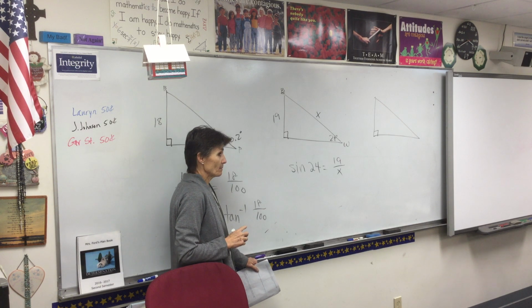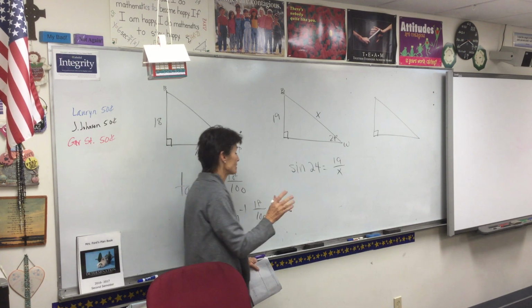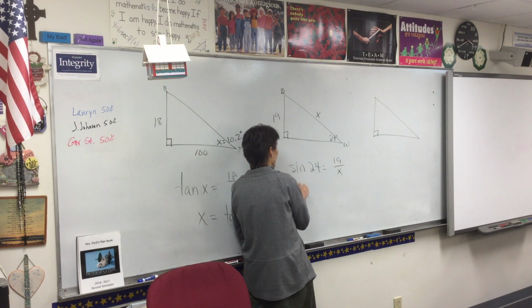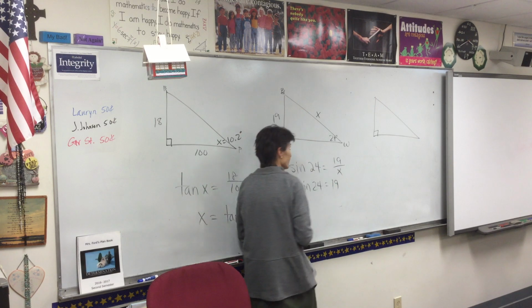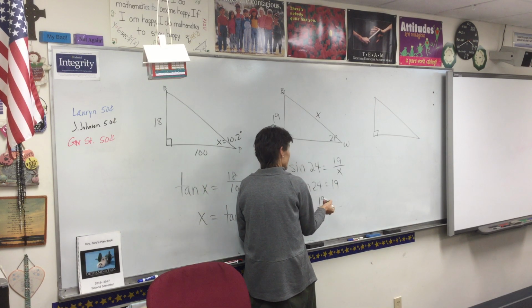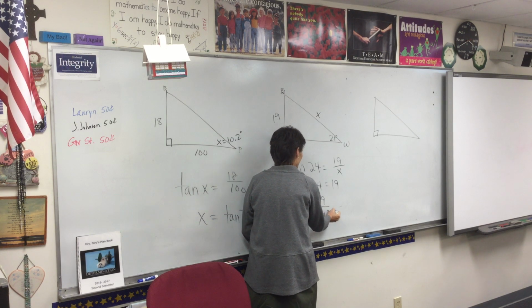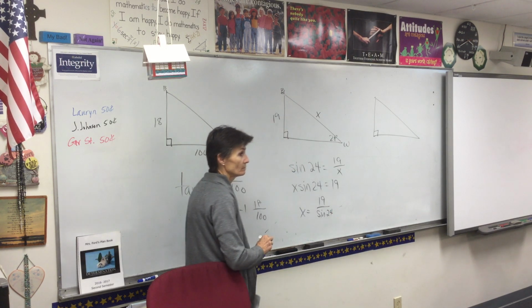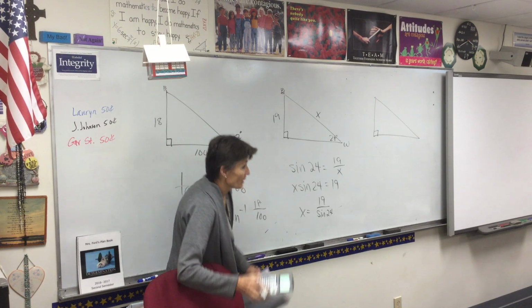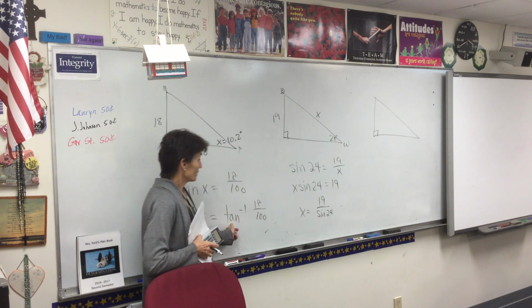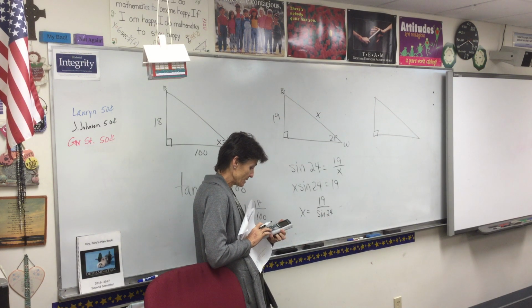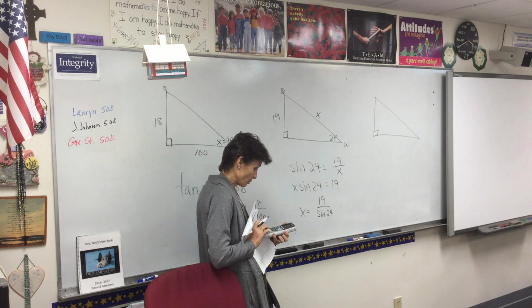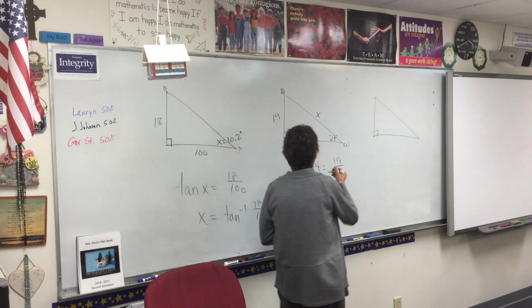Now, this one I'm going to be able to type in pretty easily, but I have to do some adjusting first. You always got to get rid of your denominator. So x sine 24 equals 19. And then what will x equal? 19 divided by sine 24. Now don't use this button. You have your angle, so you just use your regular sine button. 19 divided by sine 24 is 46.7 feet.